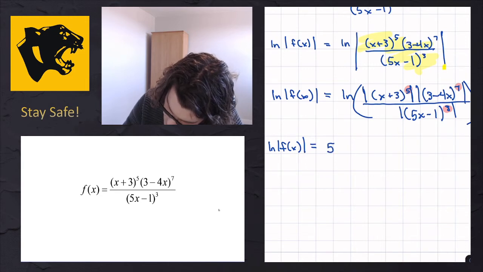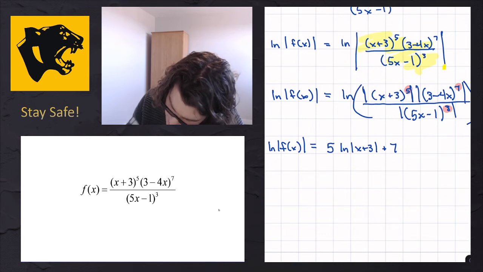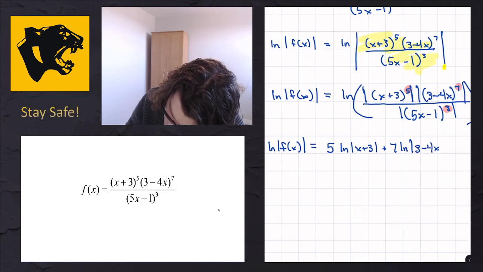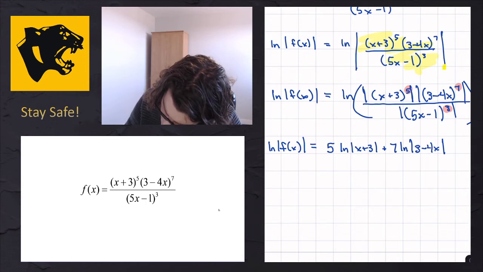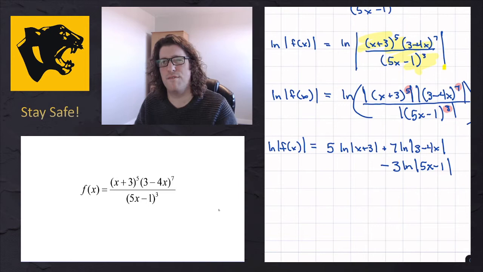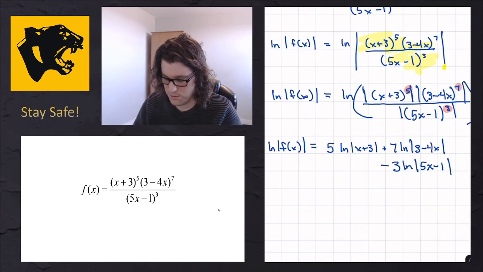So I'm going to put the 5 down front: 5 times the ln of the absolute value of x plus 3, and then plus the 7, the exponent on my second piece, moved down front, times the ln of the absolute value of 3 minus 4x, and then minus the 3 moved down front, times the ln of 5x minus 1. And so I have performed all the logarithm laws to break this up into smaller pieces.